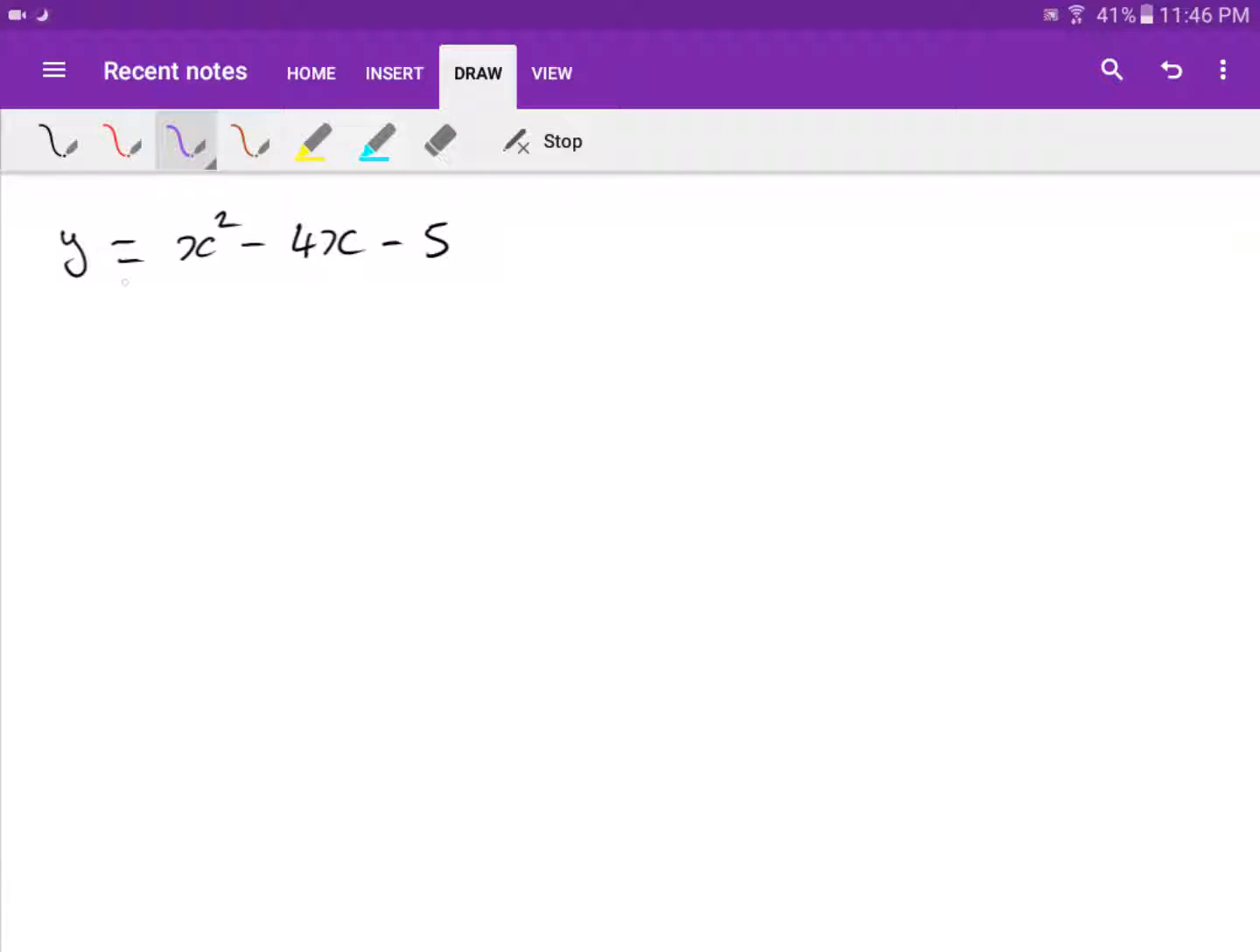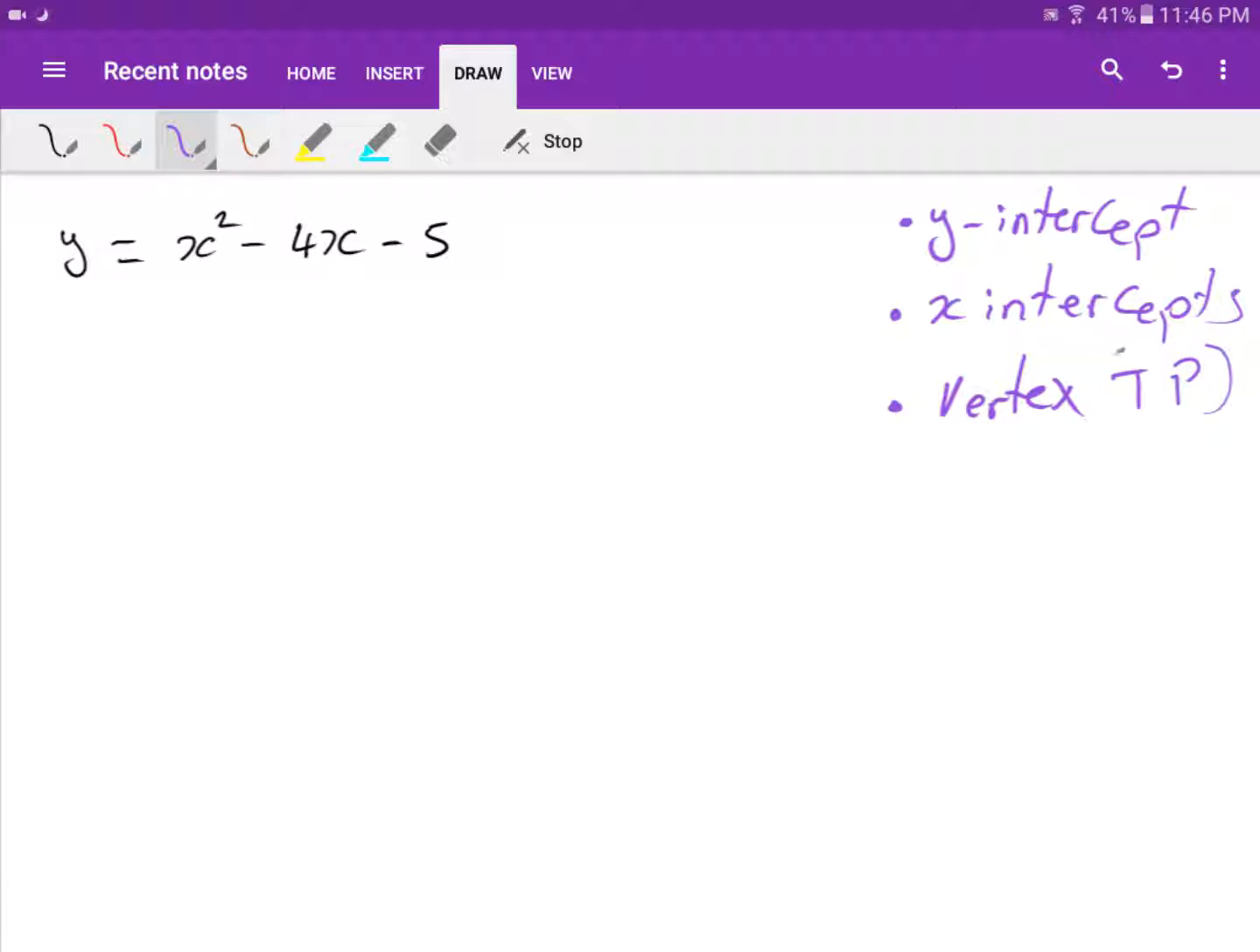Okay, to sketch y equals x squared minus 4x minus 5, we need to look for three things. Step number one, I look for the y-intercept, which is when x is 0. Then I look for the x-intercept, or x-intercepts. Sometimes it doesn't have any, so you can't find it, but mostly you look for these things: the x-intercept, the y-intercept, and then the vertex, or turning point if you like. Three things you need to look for: y-intercept, x-intercepts, and then vertex, which is the turning point.